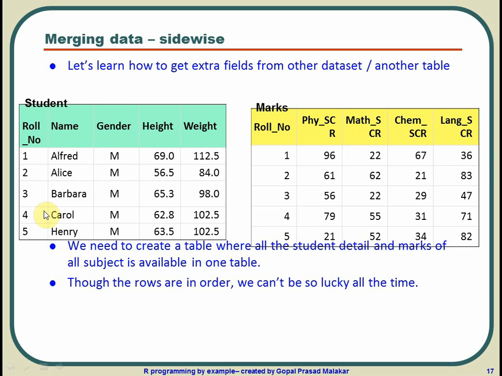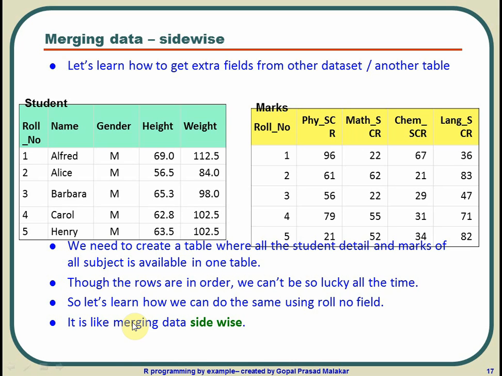Though the rows are in order here, and probably there is another way of doing this, we shouldn't take a chance, we shouldn't be lucky all the time. So we should try to learn how you merge these two data sets based on some key like roll number. So let's look at this. This is like merging data sidewise.